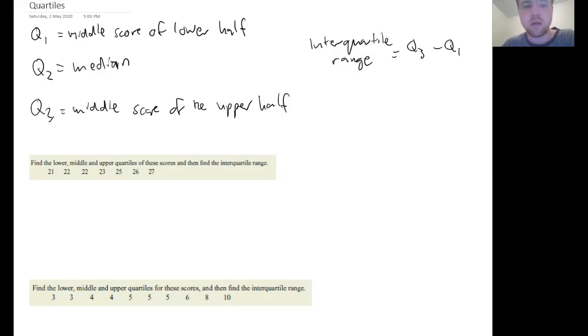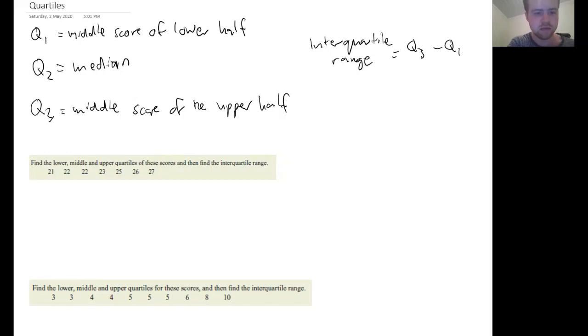Let's do a few examples to try and cement this idea in our heads so that we understand what's going on. We've got a data set here with 7 data points, and we want to find the lower, middle, and upper quartiles, and then find the interquartile range. The easiest one to do is actually to find the middle quartile, or the median, because that's just going to be the one that's in the middle.